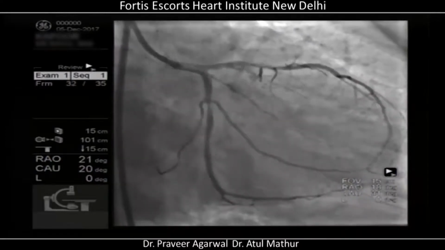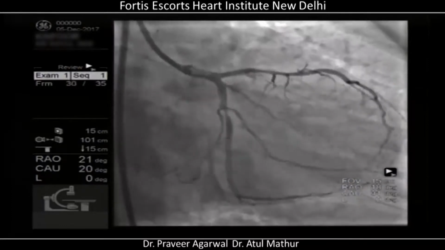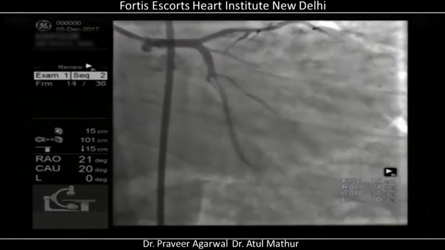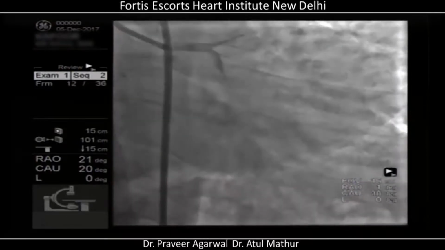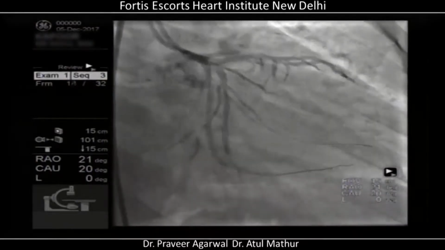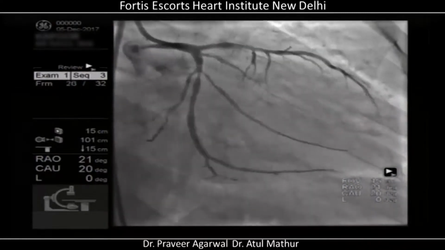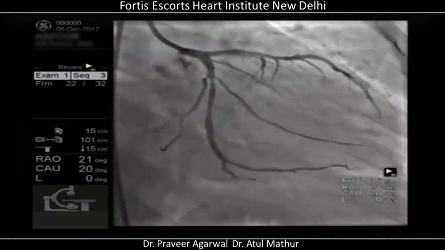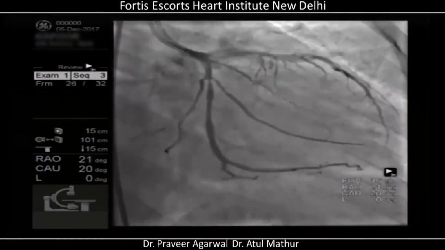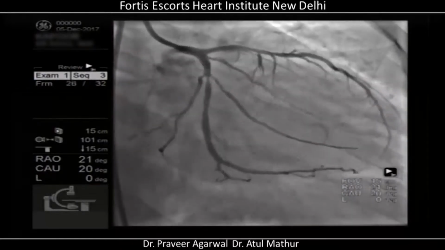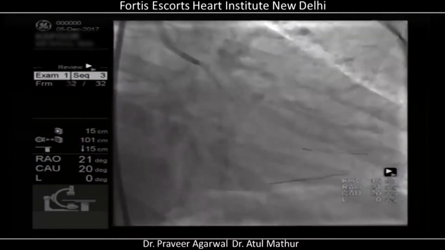Yeah, we can. So what we have done today is we have wired both the obtuse marginal and the circumflex. We have taken a 7 French guiding catheter. Now there are 2-3 different options for us. One option is that you dilate both of them. Just stay there, don't go forward. So we wired both of them. So one option is that we pre-dilate, prepare the bed. Praveer is suggesting that we dilate and then do a cutting for both these arteries, because there's a lot of plaque burden and we are ultimately likely to shift plaque from one artery to the other.